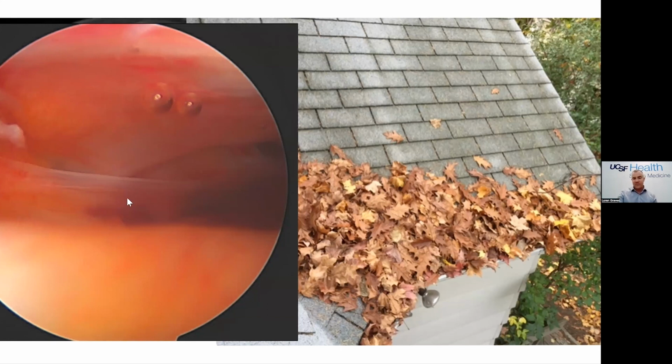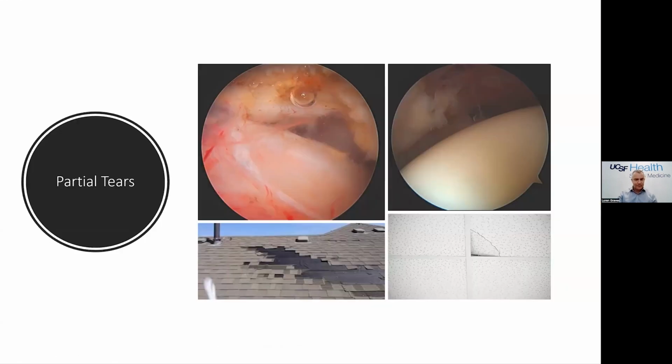Sometimes you have to be a little bit more aggressive, and we can do a surgery where we essentially get up on the roof and clean this out. We do that with a relatively straightforward surgery, using a shaver, essentially a vacuum cleaner with teeth, to remove the impingement. But most of the time, this is going to get better on its own.